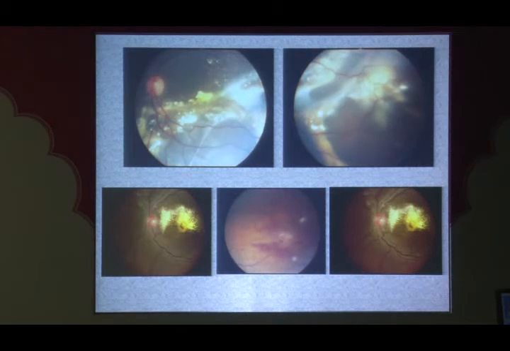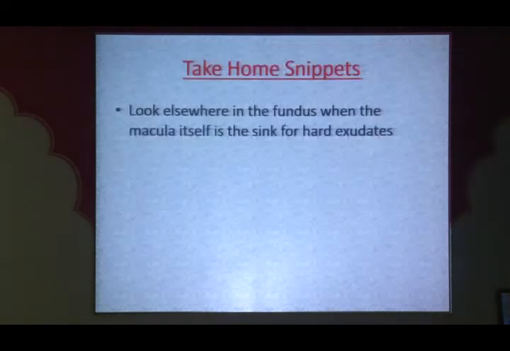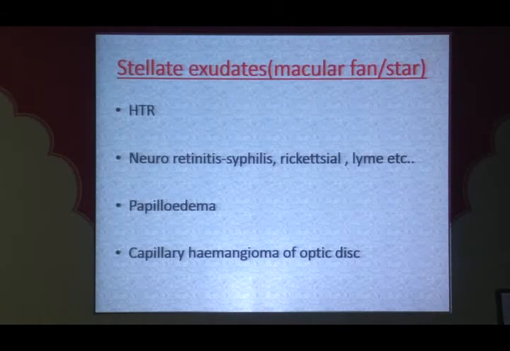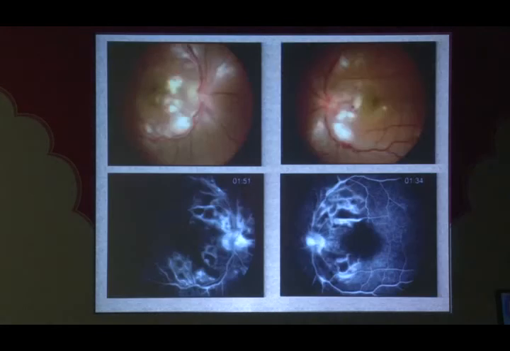Now, if you have hard exudates at the macula, the problem could lie elsewhere, as in these photographs: Coats disease with peripheral telangiectasia, or lesions elsewhere, capillary hemangiomas as in VHL syndrome. The problem may be elsewhere. So look elsewhere in the fundus when the macula itself is the sink for hard exudates. Coming to a different pattern, if you see the hard exudates in the form of a macular fan or a star, these are some of the conditions that you will have to consider.